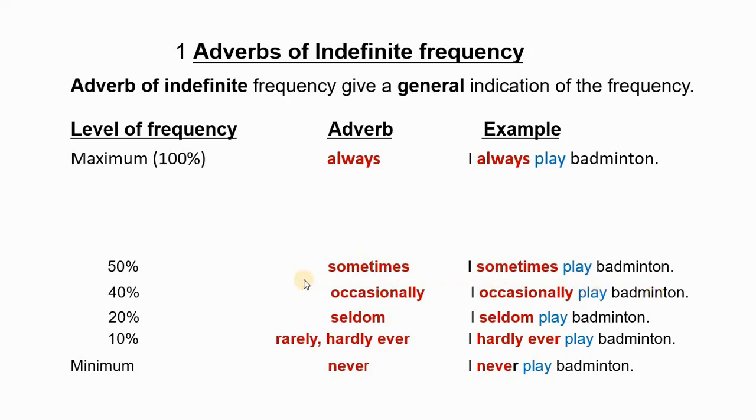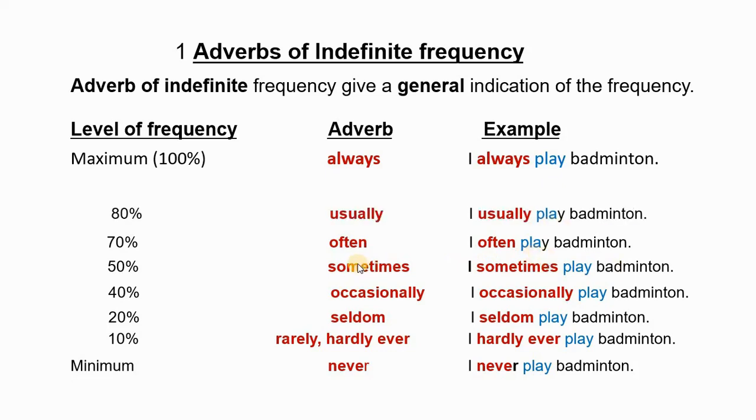So, sometimes is neutral. It is in the middle. Now we have often. I often play badminton. Then we have usually. I usually play badminton. And then we have frequently. I frequently play badminton.